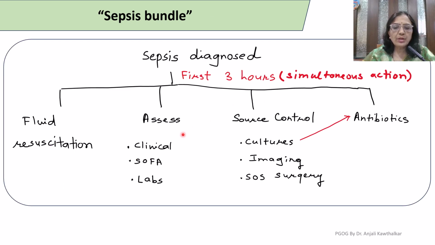Again, pictorially, I want to stress that it is not one by one, but simultaneous interventions in the sepsis bundle, to be completed in 3 hours. In the first 3 hours: fluid resuscitation, and assessment of the condition clinically by SOFA and with the help of lab investigations. For source control, we take cultures. If necessary, we go for imaging and surgical opinion. For any abscess, for example, we would like to go for immediate incision and drainage. So surgical intervention, whenever necessary, is also to be done.